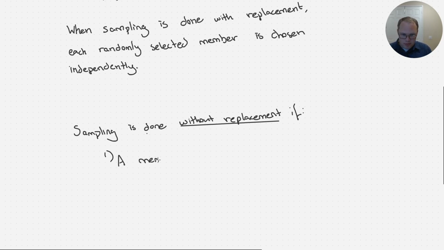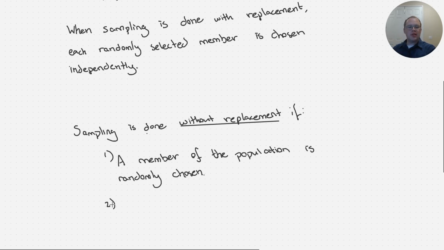A member of the population is randomly chosen. But then you do not put that member back in the population when you choose again. You leave it out so that member cannot be chosen again. Do not replace the member in the population.